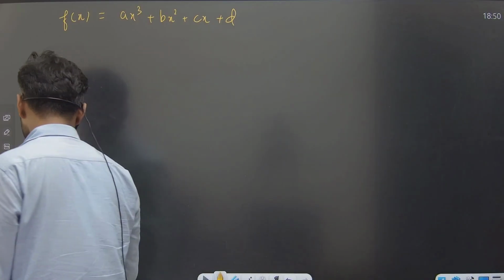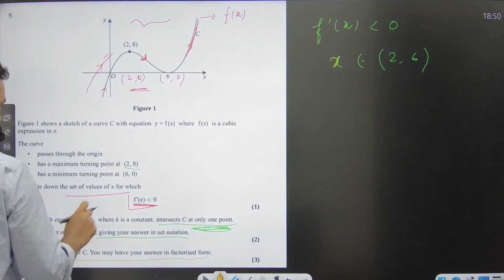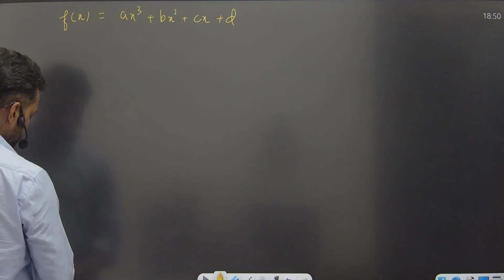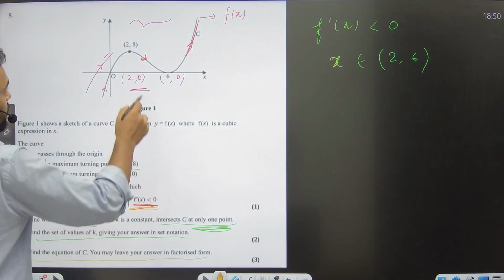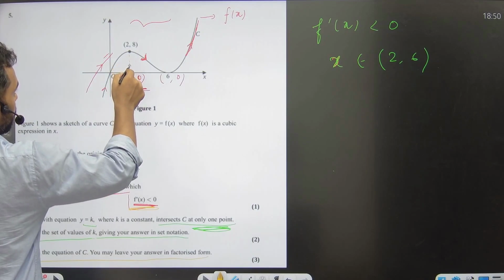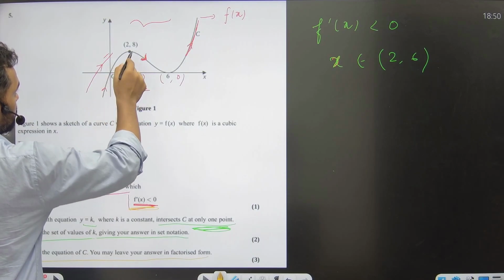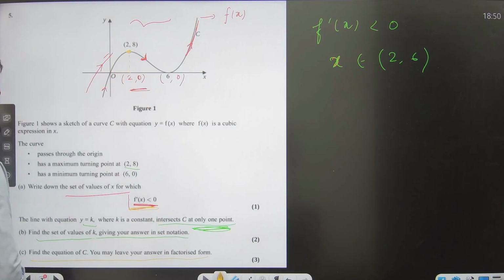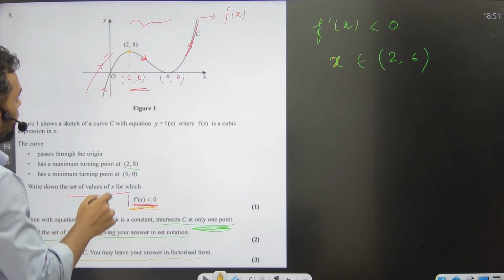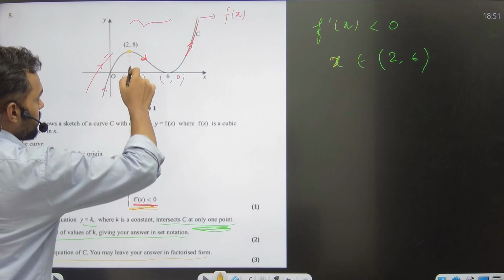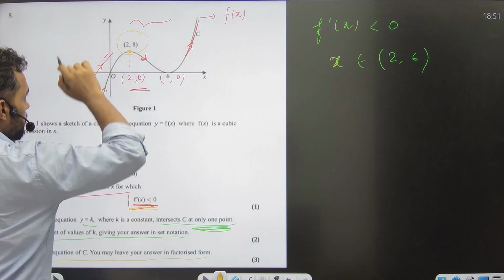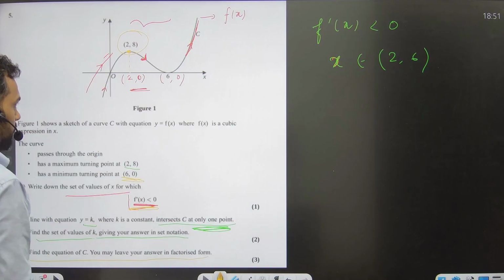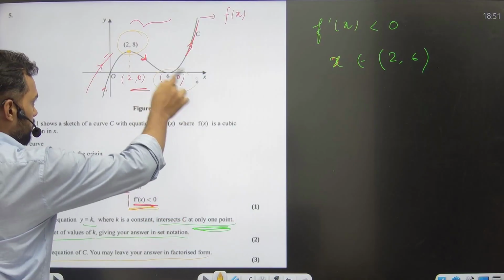Now if I say f prime x, if we discuss this part, we can say here that f prime x, this particular function, is having the maximum turning point at 2 comma 8. So what is the x component of this part? That is 2. And the minimum turning point at 6 comma 0. So what is the x component of this part? That is 6.